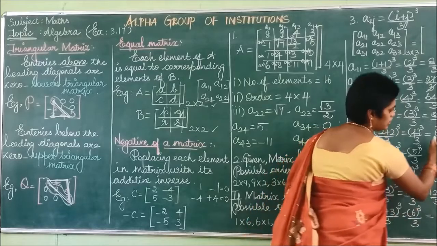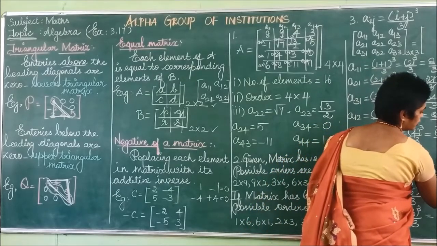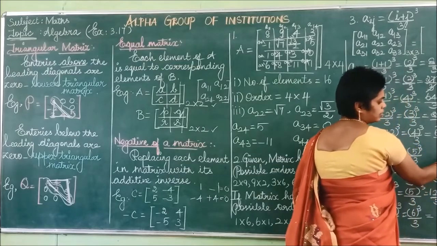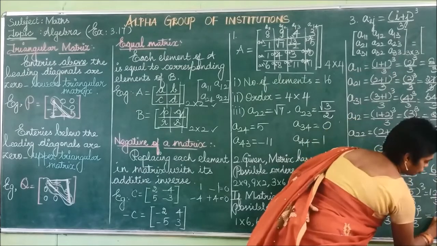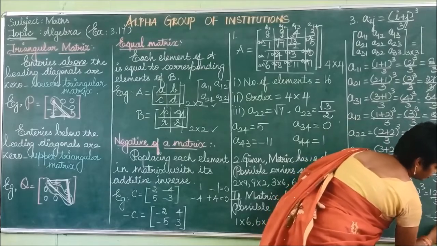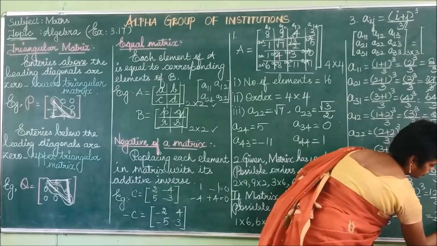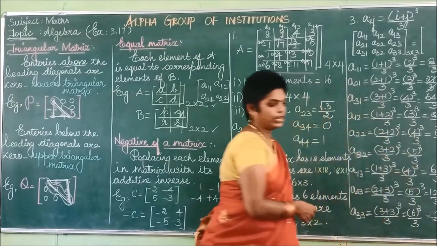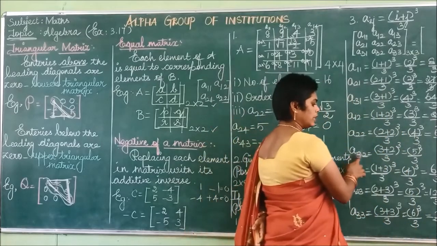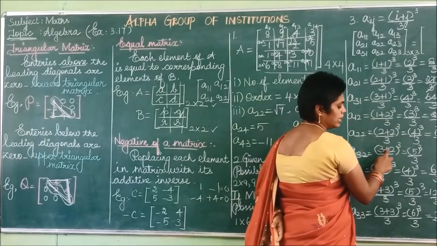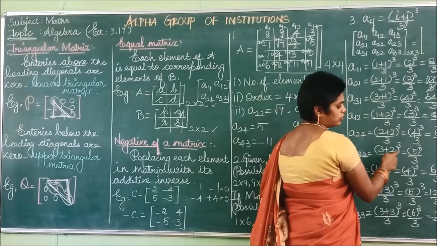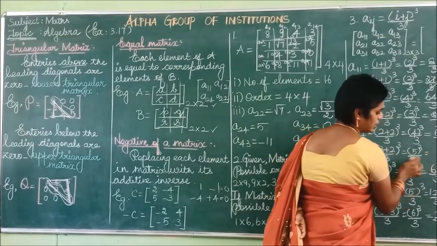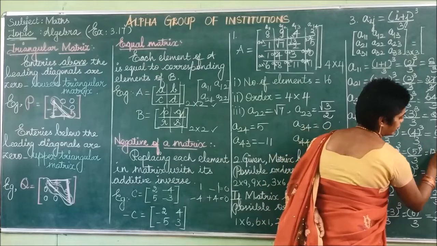So 6 power 3 is 6 6s are 36. 36 into 6. 6 6s are 36. Balance 3. 3 6s are 18. 21. 216 divided by 3. Now you cancel this. 3 7s are 21. This comes as 72. So next one is A32. A32 is what? (3 plus 2) by 3. 3 plus 2 is 5. 5 power 3 by 3. 5 power 3 is what? 5 power 3 is 125.